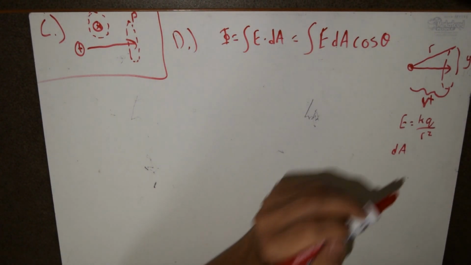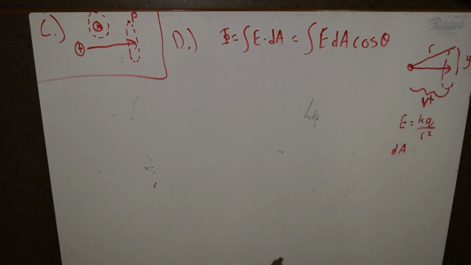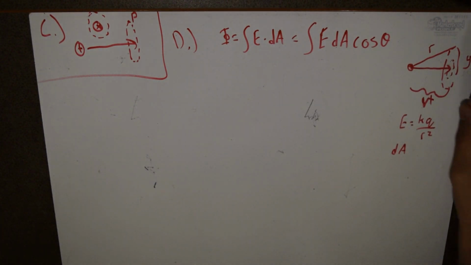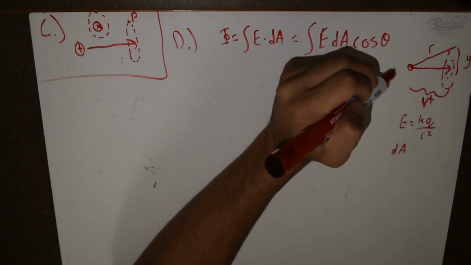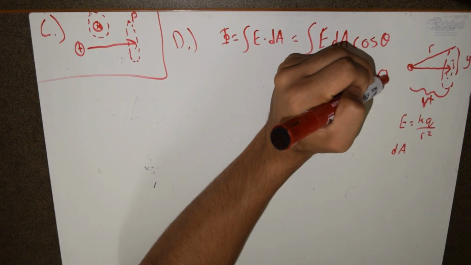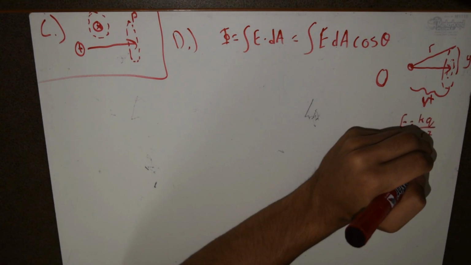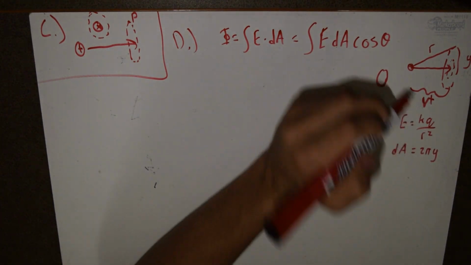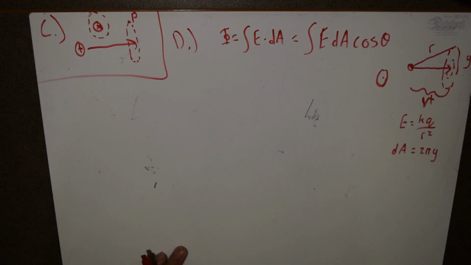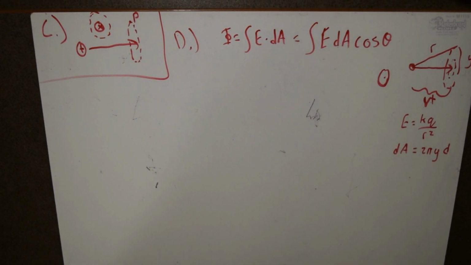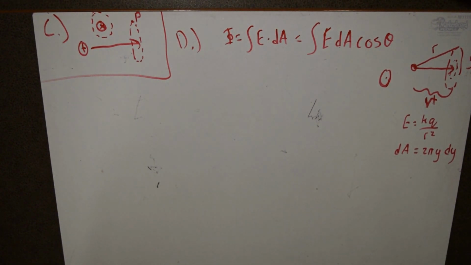dA, so because we have a disk, a useful shape that we can integrate over would be a ring. So it would be a smaller ring, an infinite amount of rings of varying radius. So when we have a ring of a very small radius, the area of that ring is going to be the circumference, so 2 pi y, in this case because we are calling the radius of the circle the variable y. So 2 pi r, which is 2 pi y, times the width of the ring, times dy.